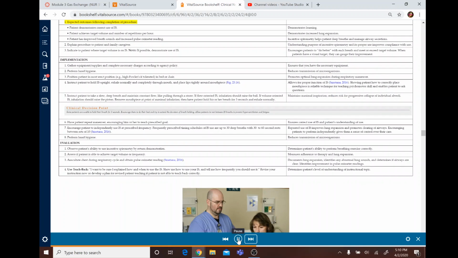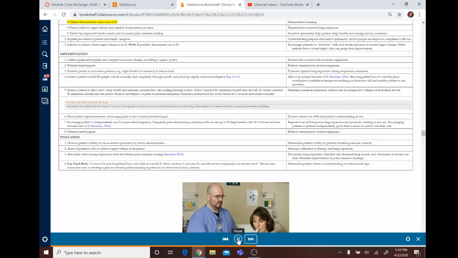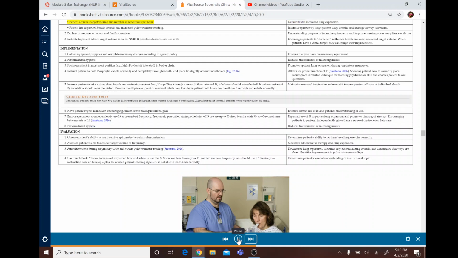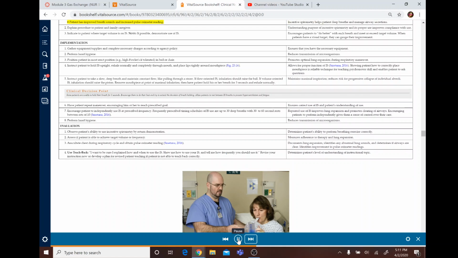Planning. 1. Expected outcomes following completion of procedure. Patient demonstrates correct use of IS. Demonstrates learning. Patient achieves target volume and number of repetitions per hour. Demonstrates increased lung expansion. Patient has improved breath sounds and increased pulse oximeter reading.